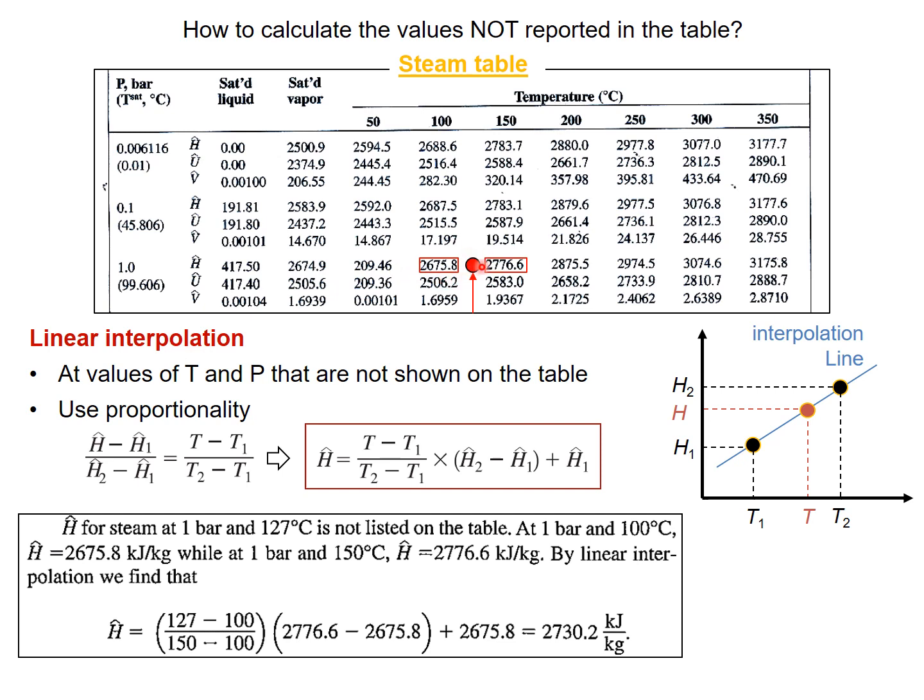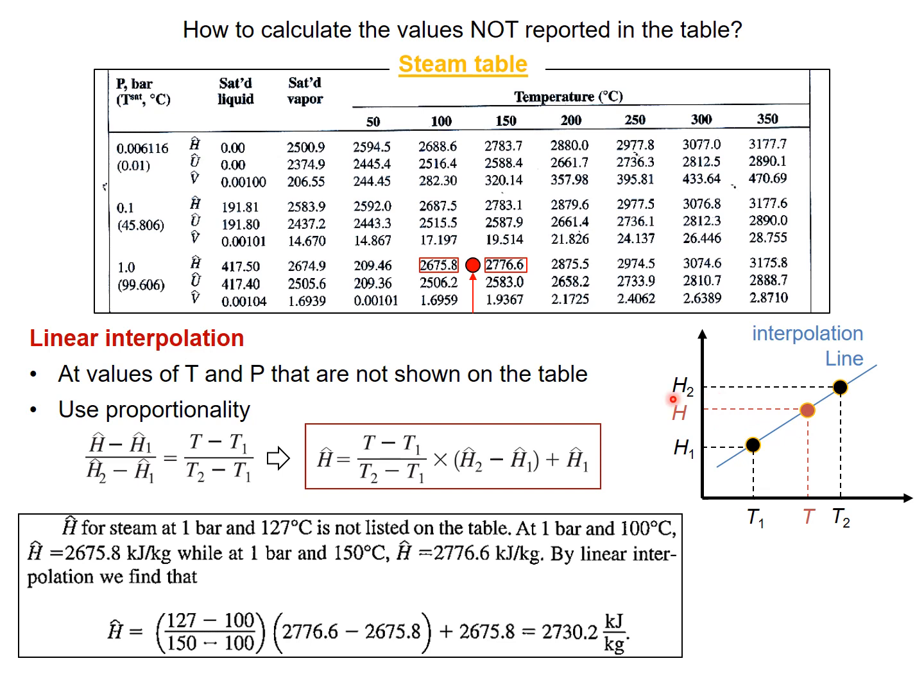Let me represent this situation by using some graph. The axis is temperature, 100 Celsius degree, and this is 150 Celsius degree. And also, at each temperature, you have the enthalpy value, like 2675 or 2776. What you want to obtain is the value at temperature T. So if you can draw this kind of graph, then plot the present data, draw a line, and then find the value.